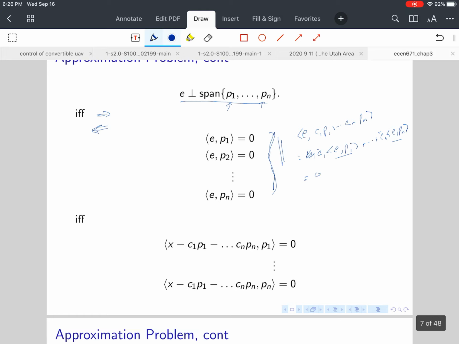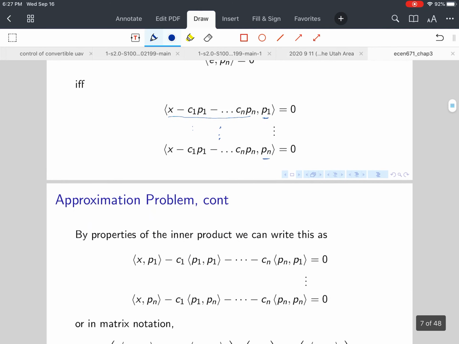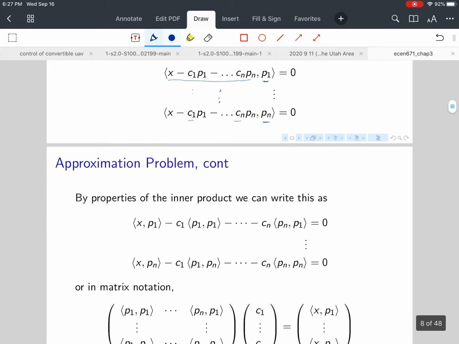I guess we've already shown that it's true. So now what we're going to do is plug in what the error is. The error is x minus P1 up to Pn, inner product with P1, and that's true all the way down, inner product to Pn. So maybe the dots should go like that.